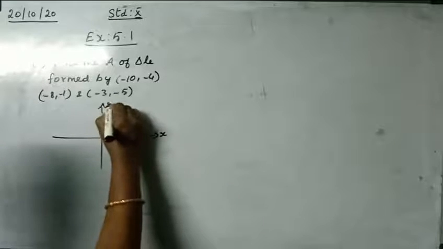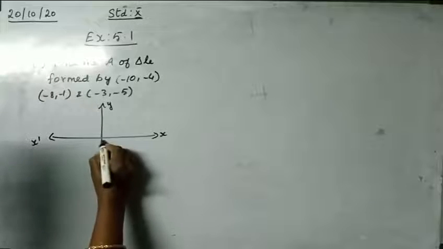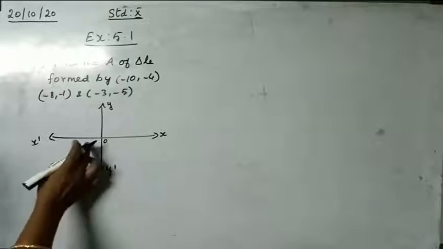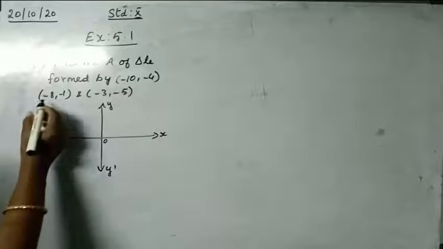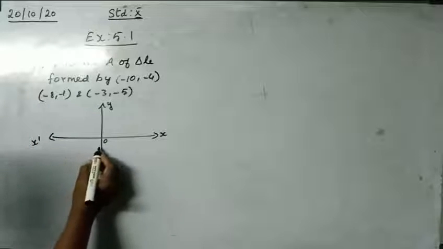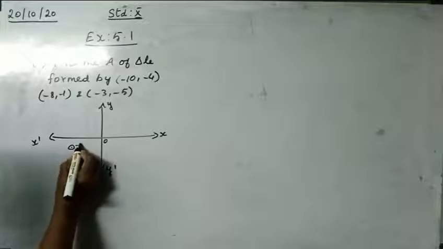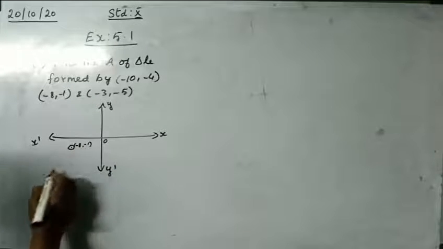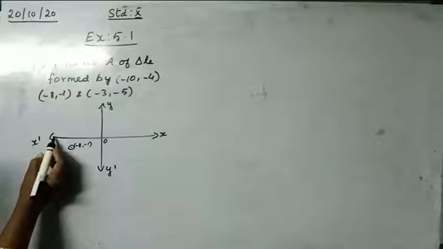So x, y, x dash and y dash. If you are confused, you have to write the numbers and then frame the triangle in a coordinate axis. So let me guess and trace the triangle. Say -8 and -1. -1 lies here, say -8 here. So it is (-8, -1). And the next point is (-10, -4). -10 may be here, after -8.